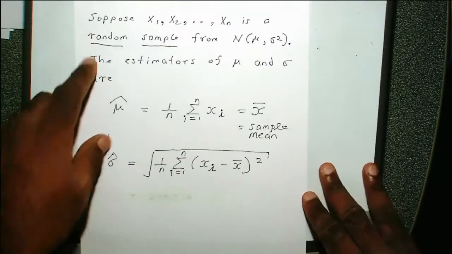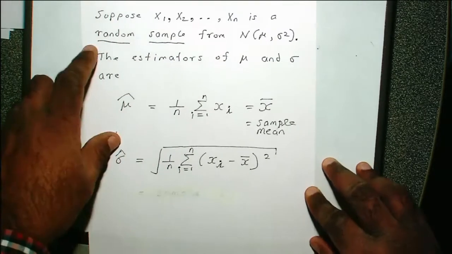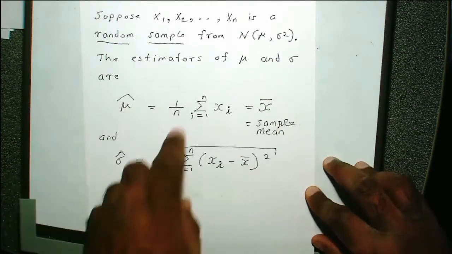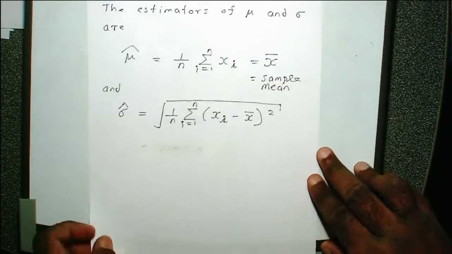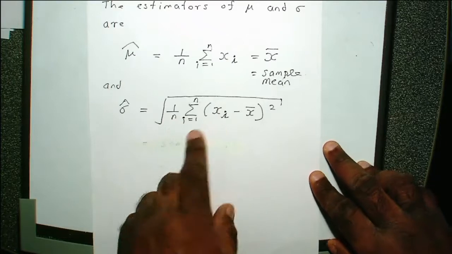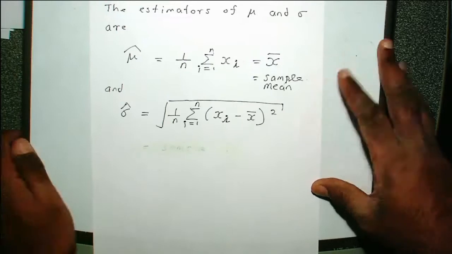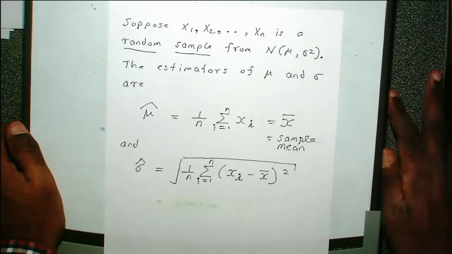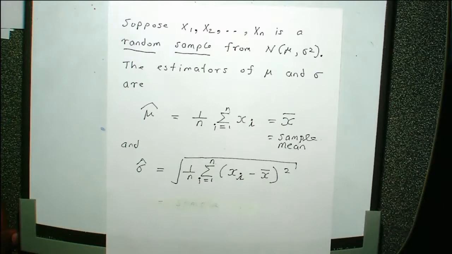If you have a random sample, you know what the word random sample means, right? Don't get it wrong, okay? If you have a random sample from a normal distribution, then the parameters mu and sigma can be estimated by this and this. So mu can be estimated by the sample mean, and sigma can be estimated by this, right? All the results I mentioned so far can be proved, but that's beyond the scope of this course. When you move to year 2, you will know how to prove these things, right?